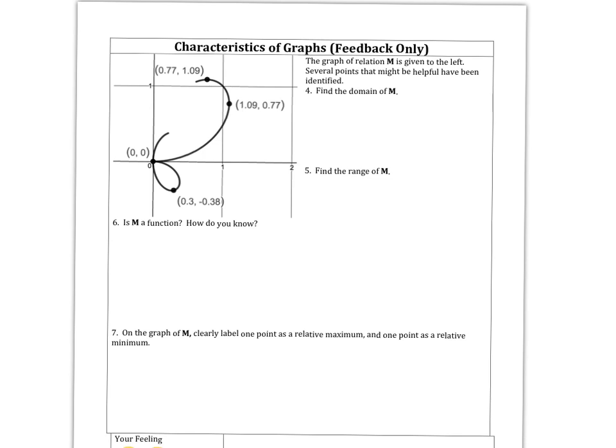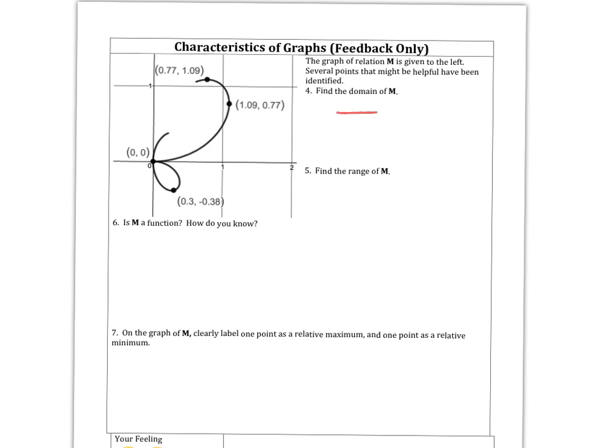This is the first one we've seen that's kind of loopy like this, and don't worry, you're not going to have to graph anything like this year. But this is a nice way to talk about some different characteristics that we haven't seen yet. So the first thing we have to do is to find the domain of the graph. None of these are labeled as video, so I'm going to do them all as video.